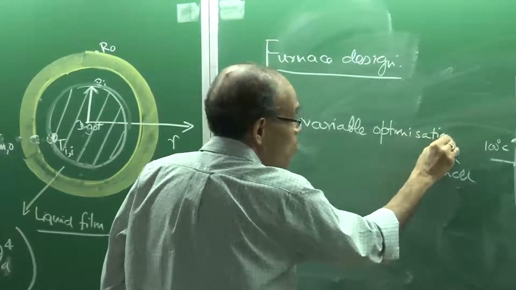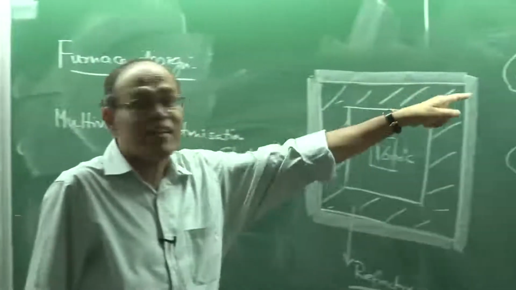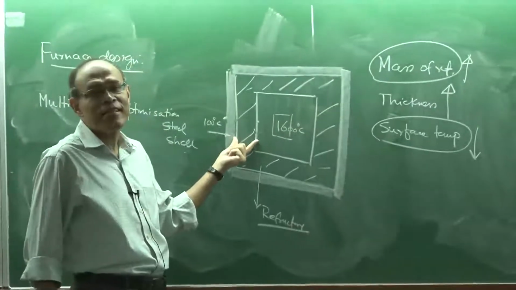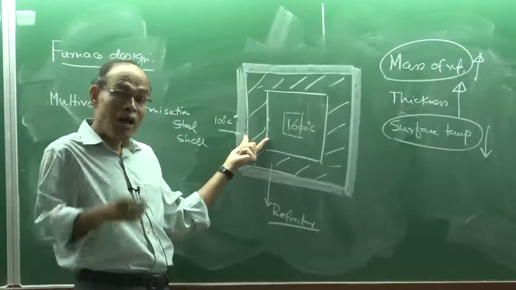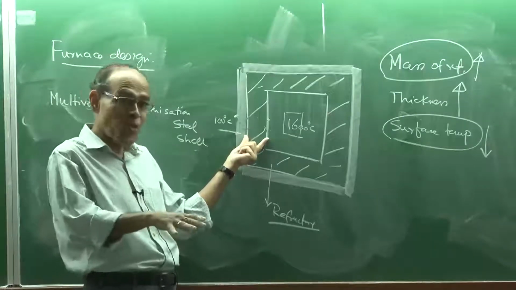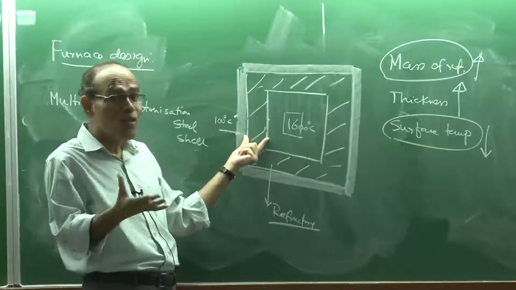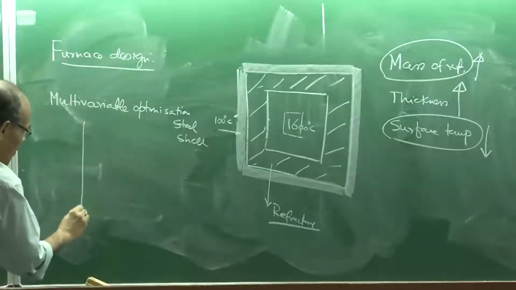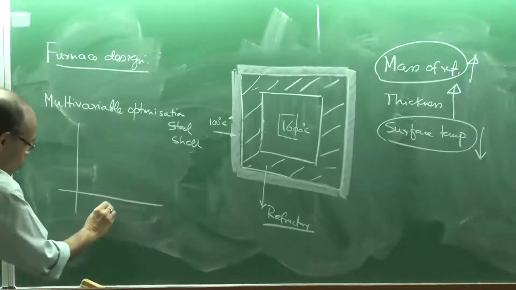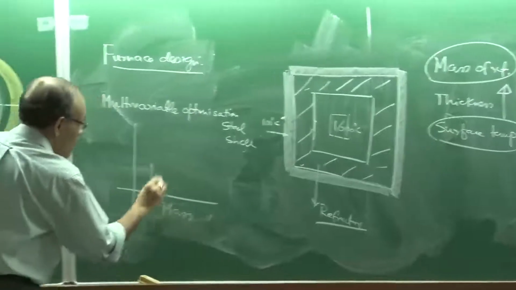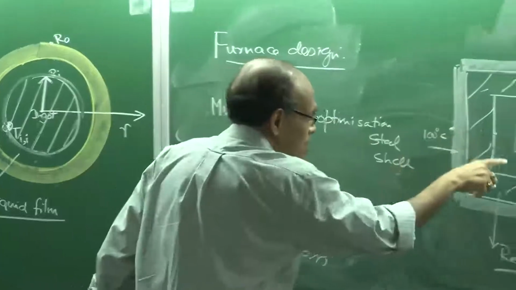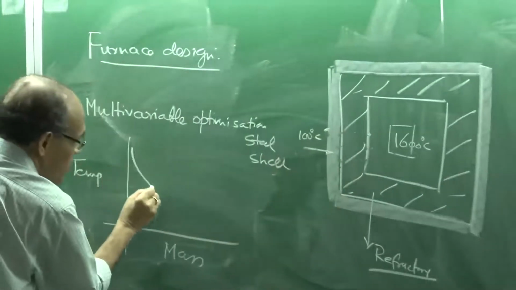Why multivariable? Because I want to optimize both surface temperature and the mass of the refractory, and the mass of the refractory is directly related to the thickness. So I want to have as low a mass as possible, and at the same time not too large a temperature itself. In this kind of problem, typically schematically, if you draw the mass of the refractory versus temperature, suppose you are monitoring a temperature, you get a graph like this.